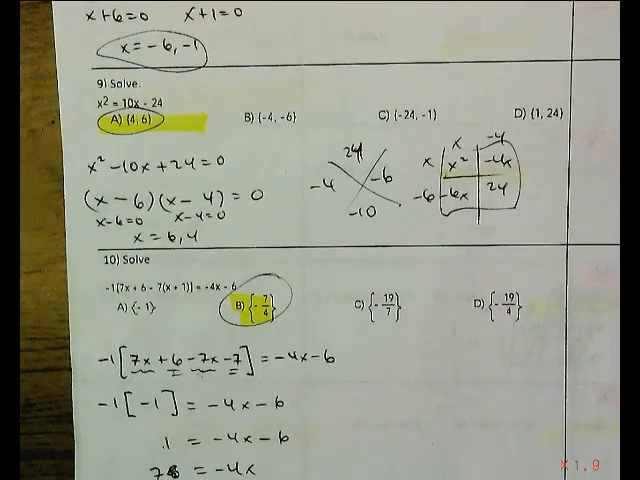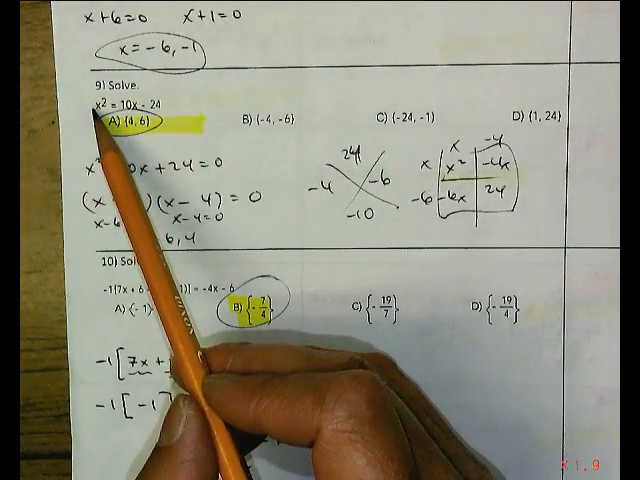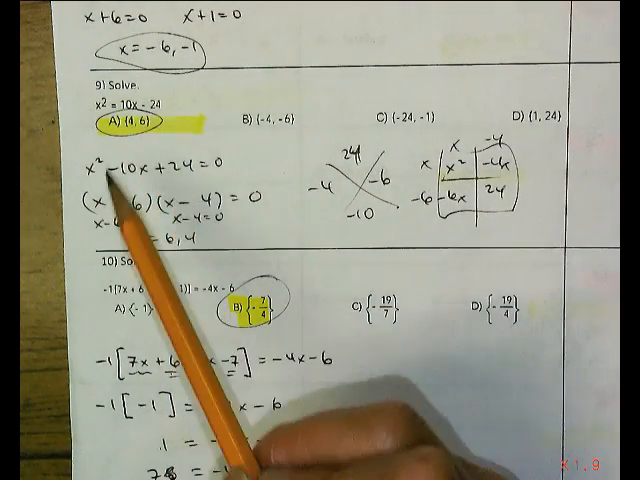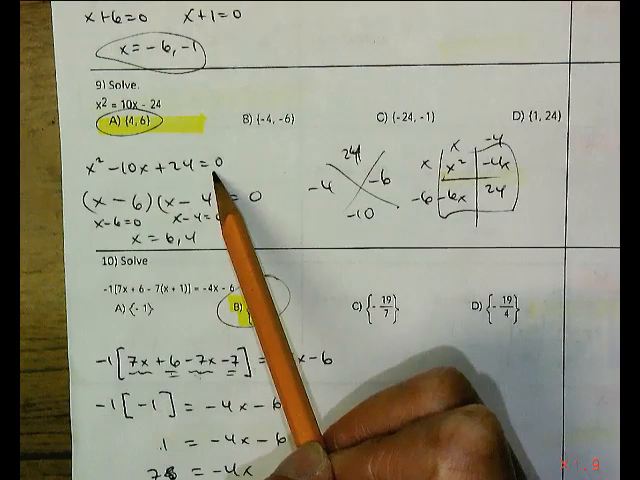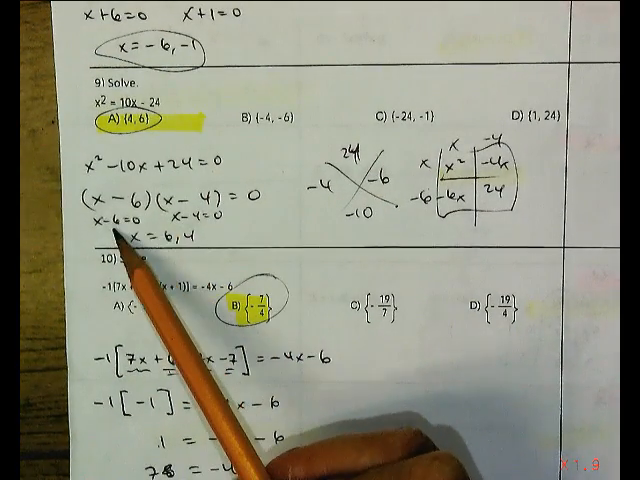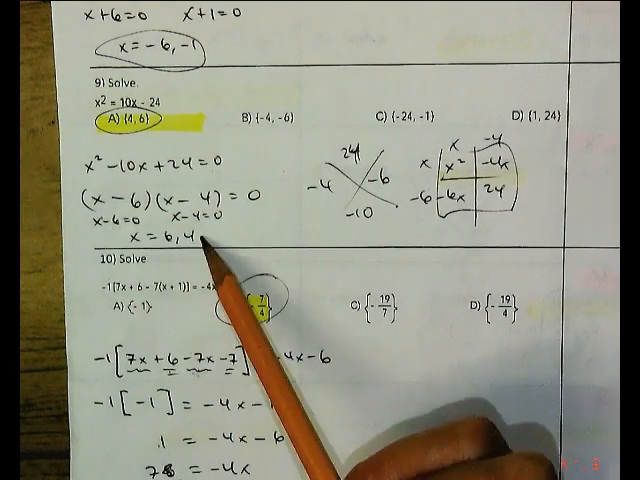Number 9. Remember, you don't want an a value of negative 1, so you should not subtract x squared here. You should subtract 10x and add 24. Once you factor, here's my factors. Zero product rule, and then solve: x is equal to 6 and 4, which is A.